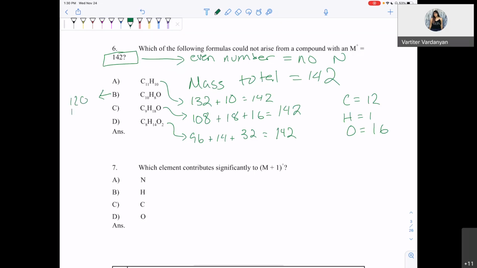So here we have 120 plus 8 plus 16. So this one equals 144. So your answer would be B.